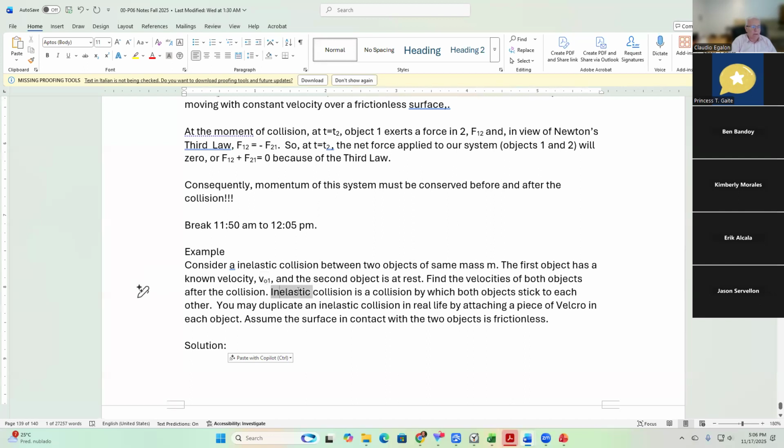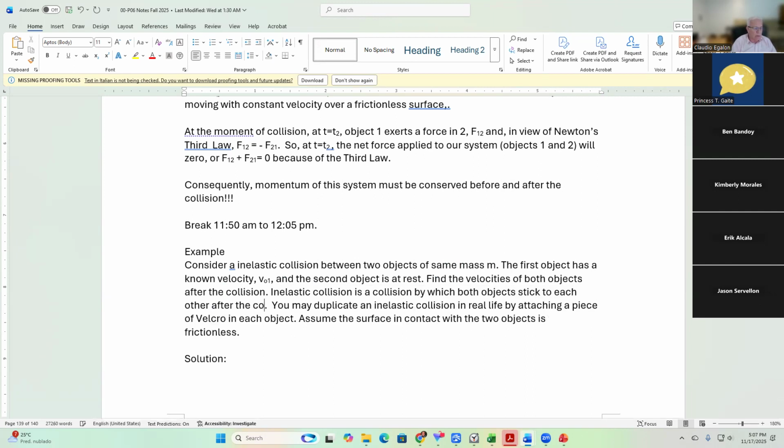Okay, now what's an inelastic collision, right? An inelastic collision is a collision by which both objects stick to each other after the collision. That's the easiest type. This problem that you're seeing here is the easiest one that you're going to see out there in terms of linear momentum. Two objects undergoing an inelastic collision and they have the same mass. That's the simplest type of collision that you're going to see.